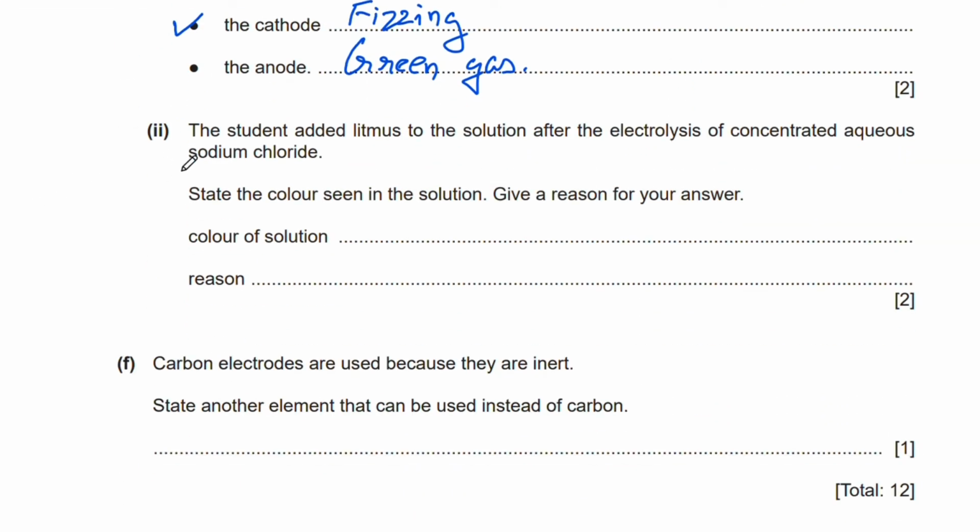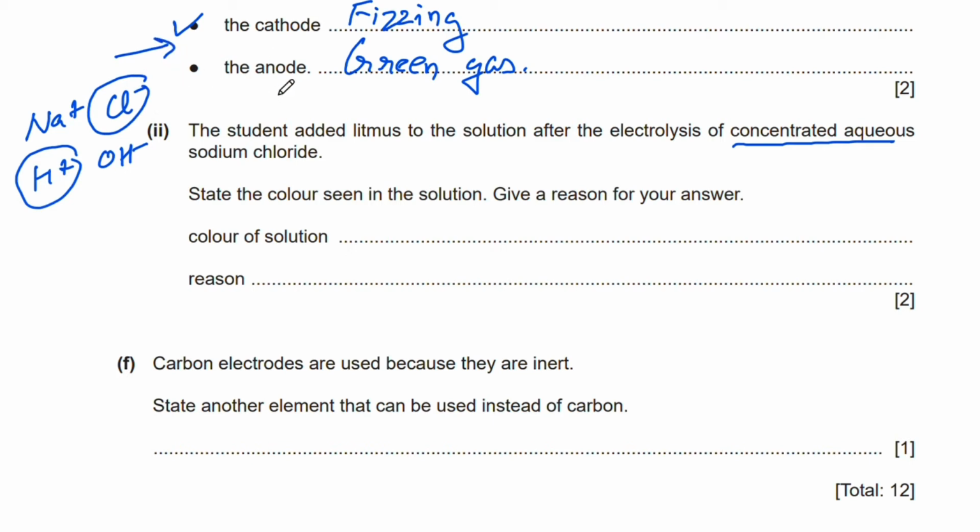The student added litmus to the solution after the electrolysis of concentrated aqueous sodium chloride. State the color seen in the solution. Give a reason for your answer. So what will be the color of the solution? Now see, first of all, writing all the ions. Na plus, Cl minus, H plus, OH minus ions. Now during the electrolysis, these two are actually used up. Now what is left? Na plus and OH minus ions, which means sodium hydroxide is left.